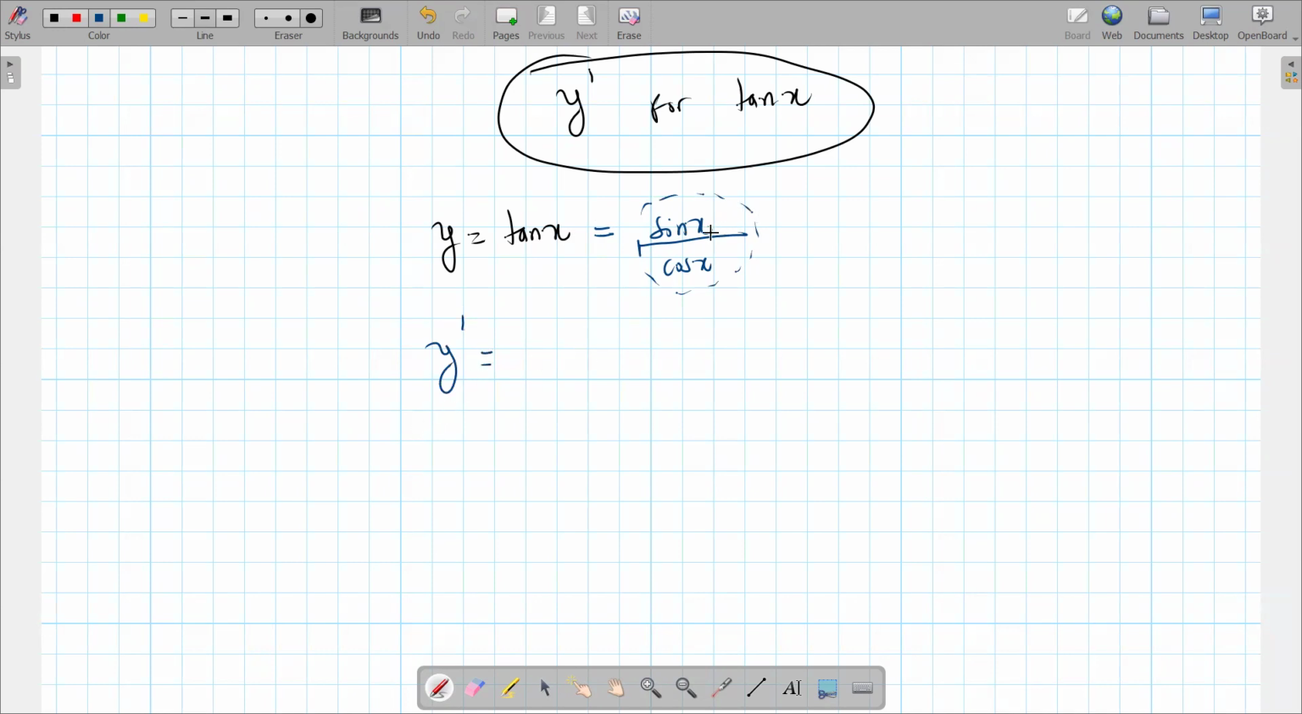Do you use the product rule or the quotient rule here? The quotient rule. So this is going to be your f. This is going to be your g. The quotient rule says it's very similar to the product rule, except there's a minus instead of a plus. And you also have to divide it by g squared, not g prime squared, the original g squared. So what's f prime?